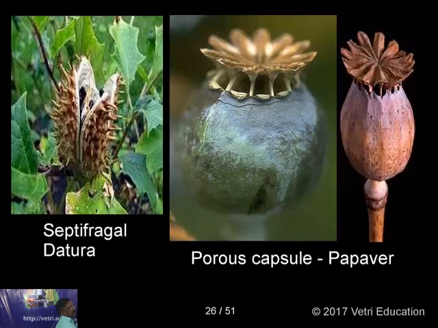has the seeds attached. And in the porous capsule, at the end of this fruit or capsule, below the stigma, you can have minute openings. The liberation of the seeds takes place through these pores. This you can find in Papaver somniferum.